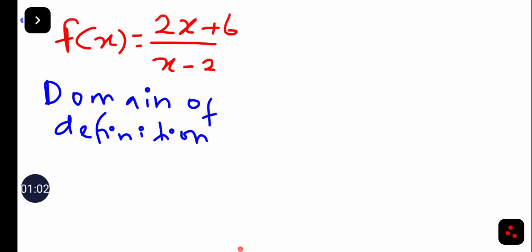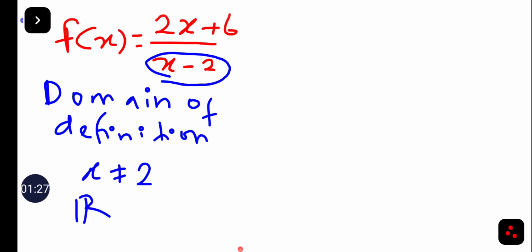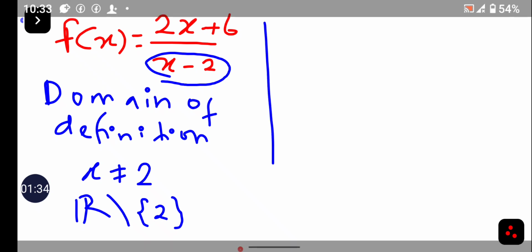Now, looking at this function, since it's a rational function, if x is equal to 2, the denominator will be 0, while the numerator will be 2 times 2, 4 plus 6, 10, over 0, which is undefined. So for it to be defined, x should not be equal to 2, which we can write as real numbers excluding 2, or we can write it in interval form.